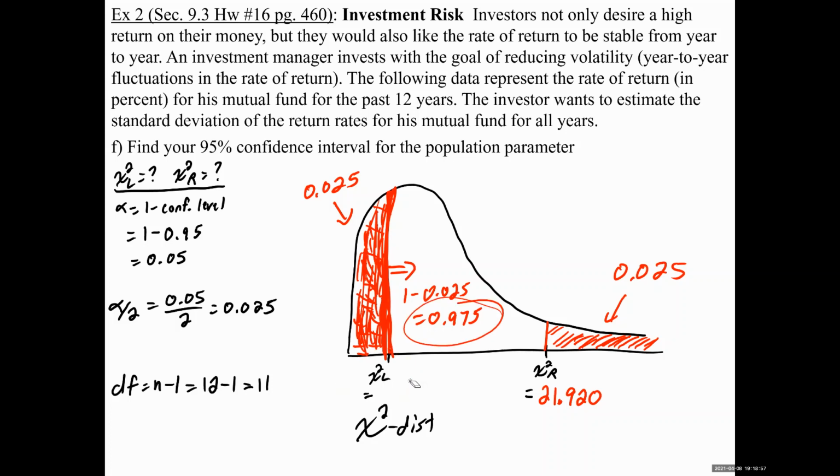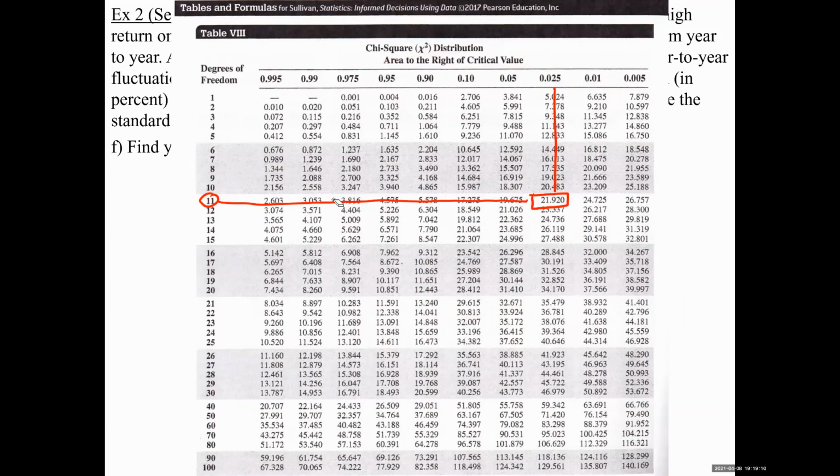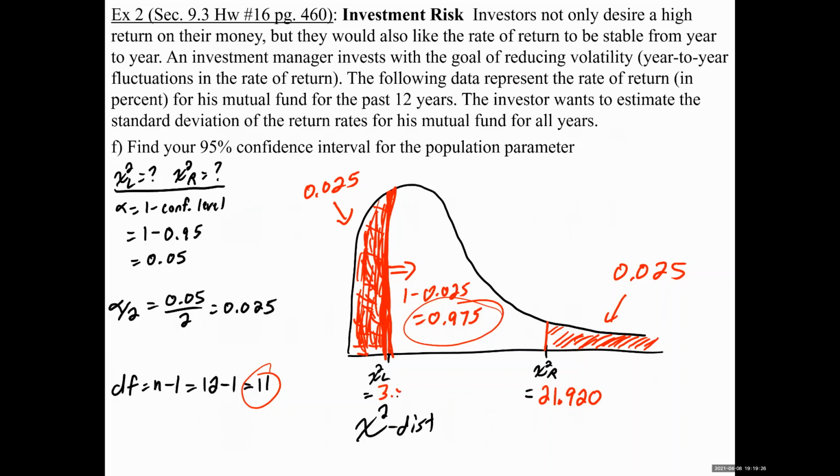So when you're finding chi-square left, you're going to have to do 1 minus this number, and that'll be the area to the right. You look for that as area to the right and degrees of freedom 11 in the table. So 0.975 is the area to the right. Let's go to this table. So 0.975 is here. Degrees of freedom 11. And you go to the right like that, down like that. And we get 3.816. Okay, that's how you find chi-square left and chi-square right.